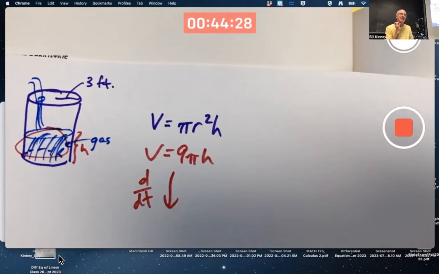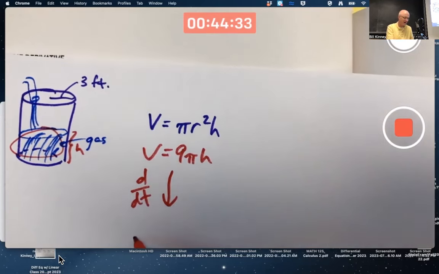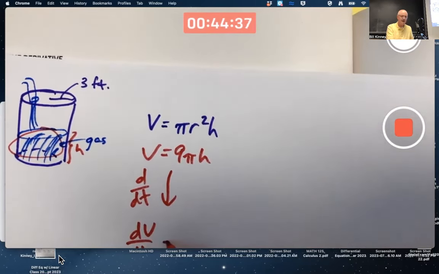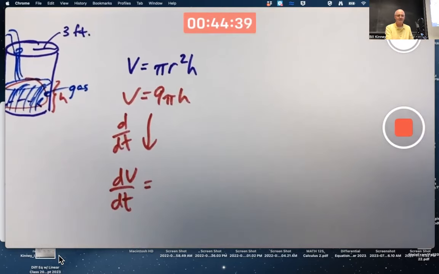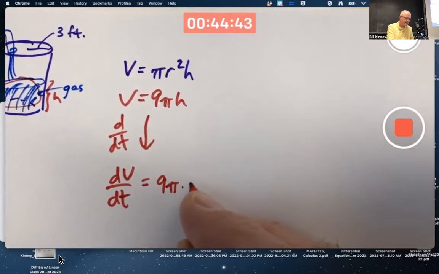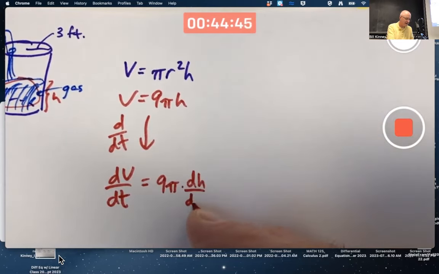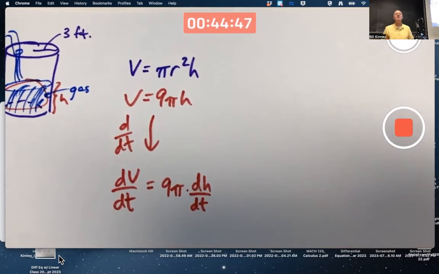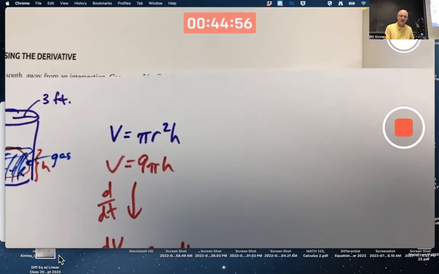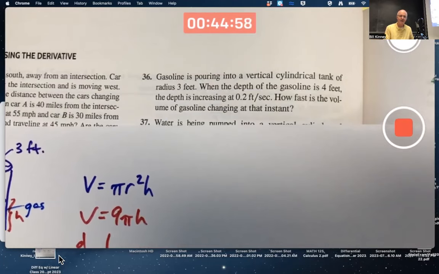Take d dt, differentiate both sides with respect to T. What do you get? Well, on the left, you just get the symbol dV dt. On the right, 9 pi is a constant. It just stays there times dH dt. I don't know what the functions V and H are, but I don't need to know them to solve this problem. I just use the information that I have.